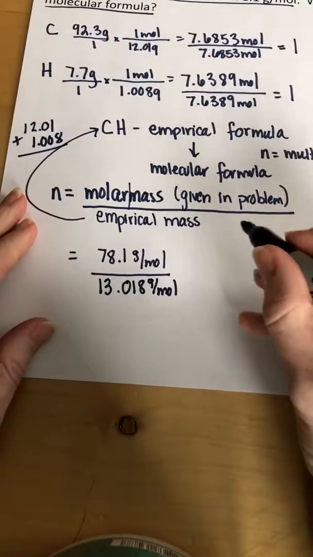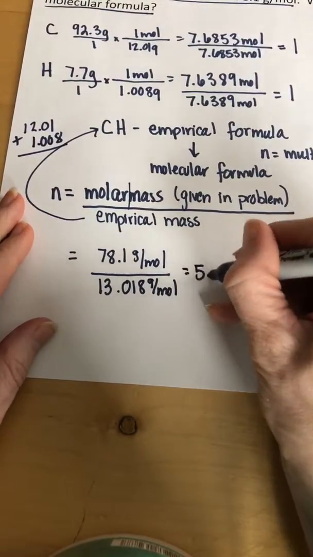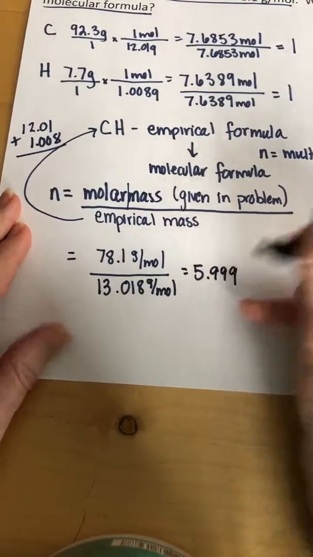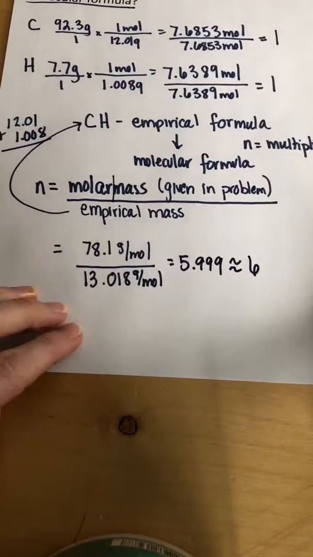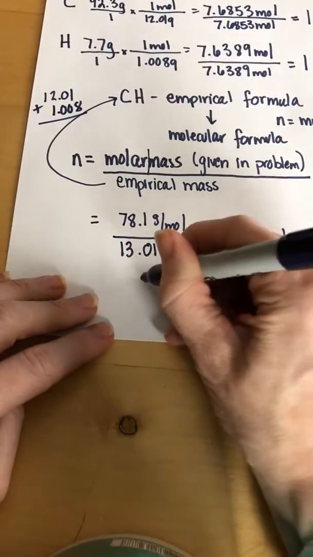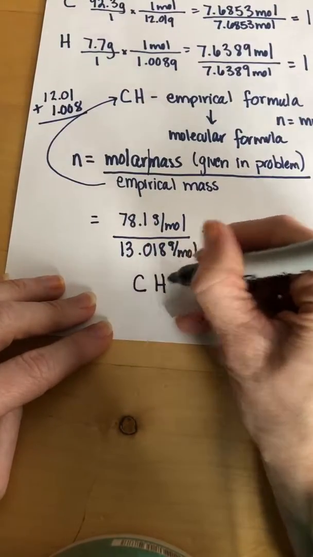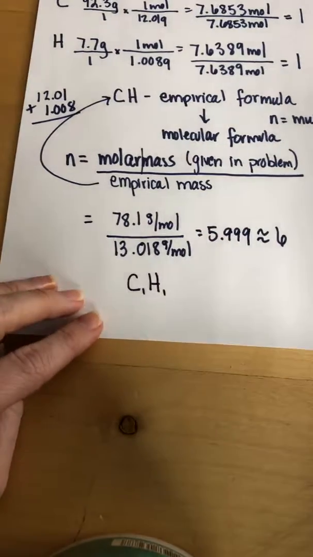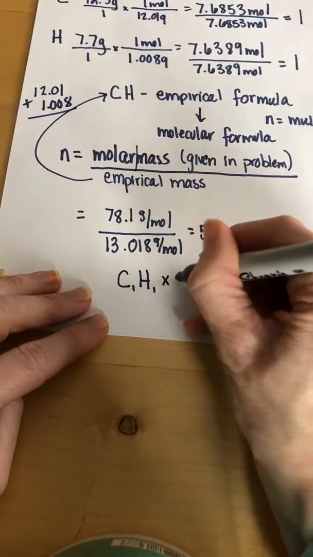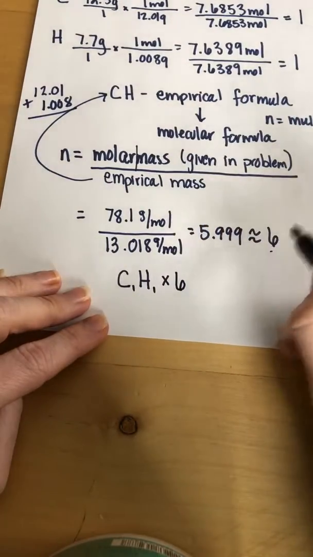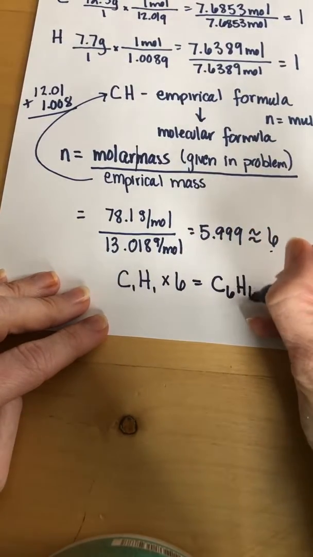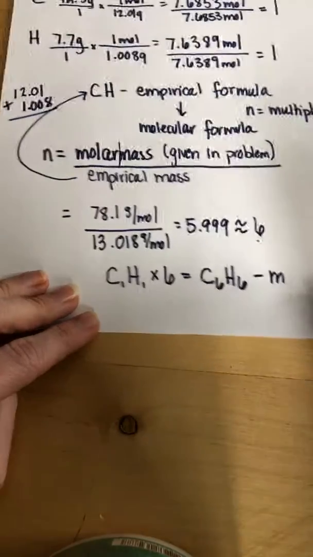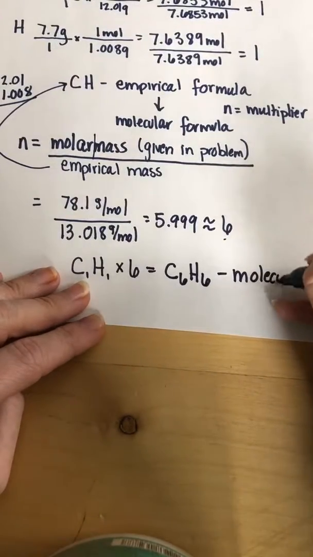So whenever I divide those two, I get like 5.999. Again, that's close enough that we can round to 6. So 6 is our multiplier. So what we're gonna do is take CH, these are basically ones, and we're gonna multiply it by our multiplier of 6. And whenever we do that, we'll get C6H6. And that is our molecular formula.